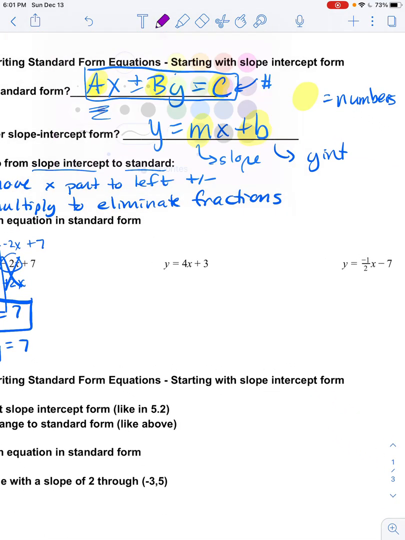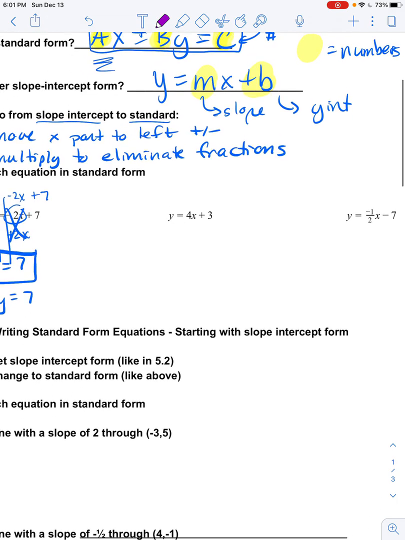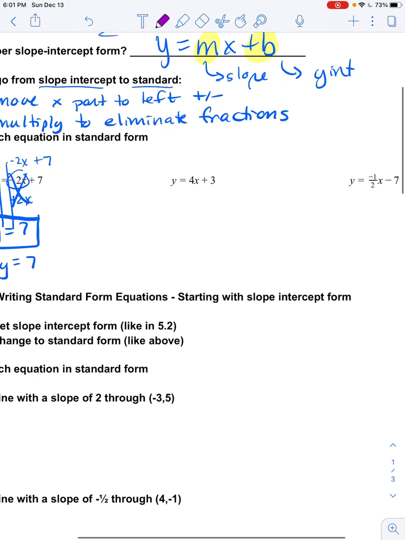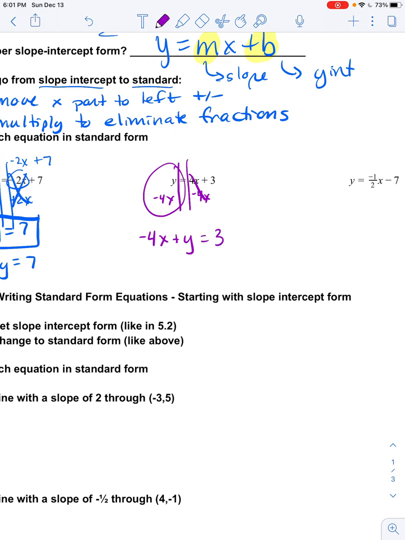So then let's take a look at this one in action. I have to get the 4x moved over, so I take away 4x to the other side. It's gone from here. When I look at these, I write the negative 4x in front of the y in order to get standard form, where I would have ax plus something y equals 3.